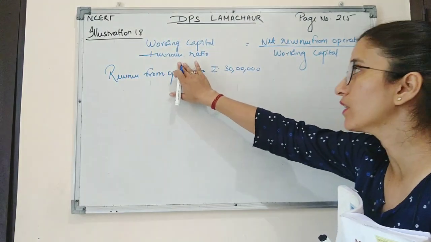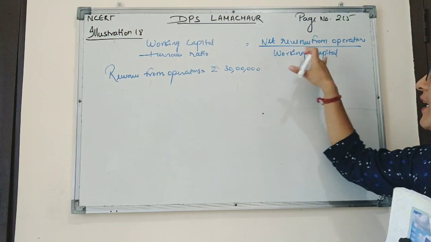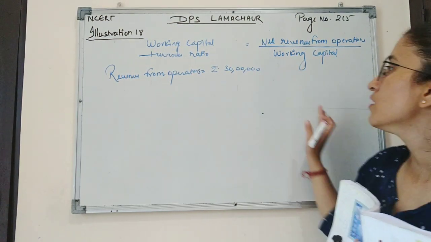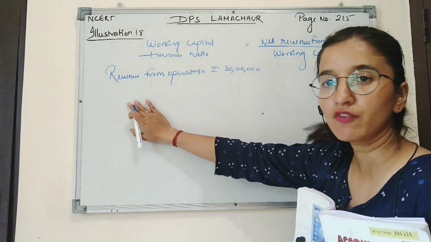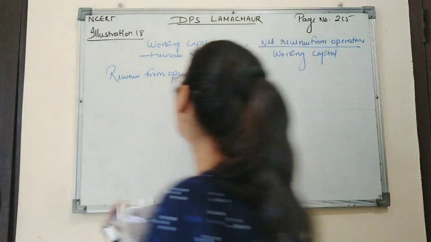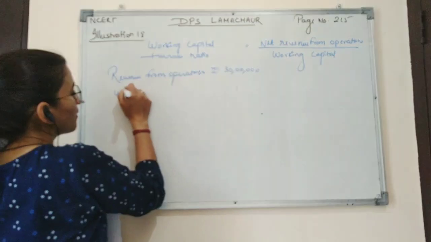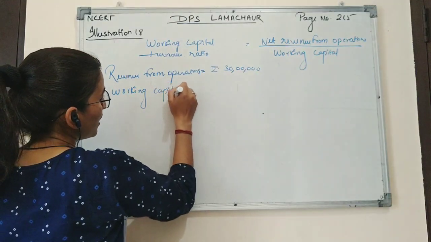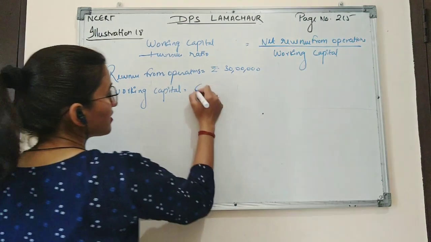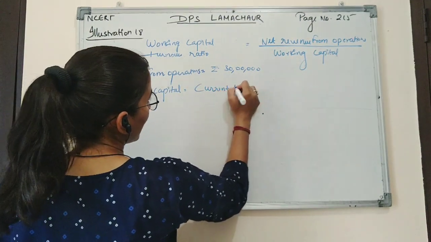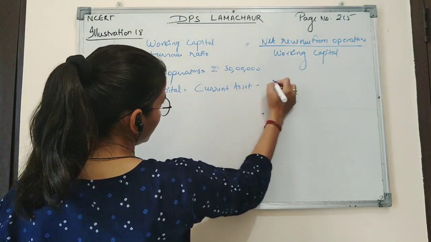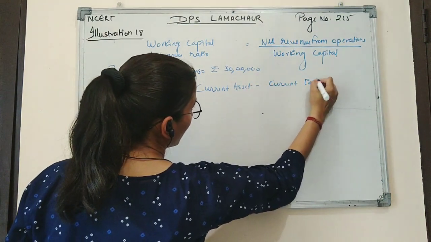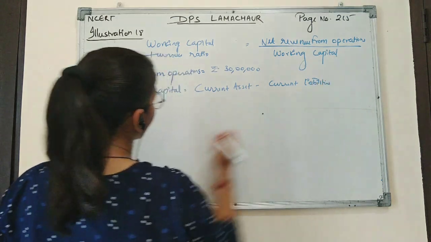At last, we have to calculate the working capital turnover ratio. Formula for calculating working capital turnover ratio is net revenue from operations divided by working capital. So we have the amount of revenue from operation as 30 lakh. Now we will calculate working capital. Formula for calculating working capital is current asset minus current liabilities.